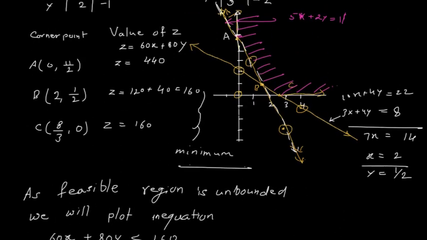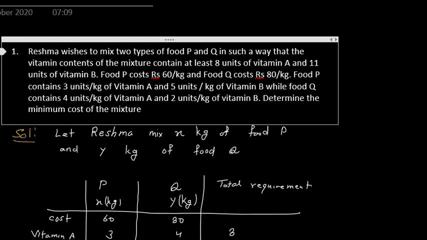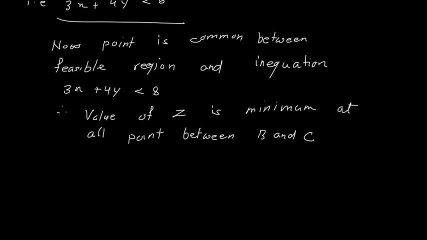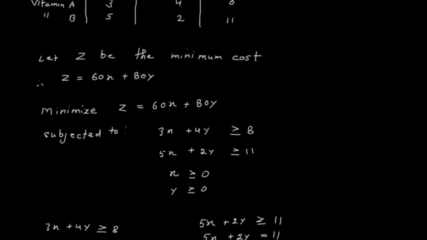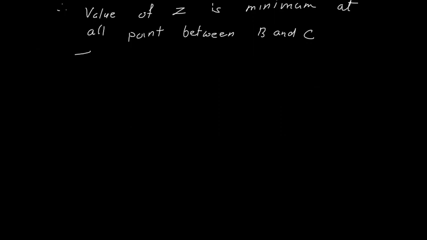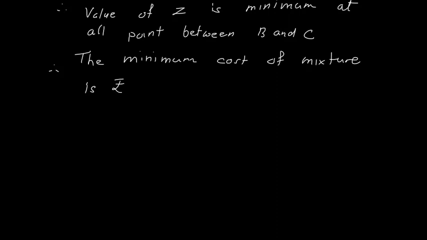So this is how we find the required mixture so that our total cost will be minimum, and the minimum cost is rupees 160. Let us mention the minimum cost. What is the question? Determine the minimum cost of the mixture. So therefore the minimum cost of the mixture is rupees 160.